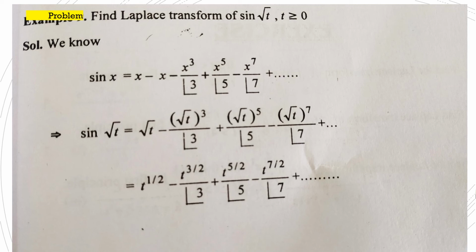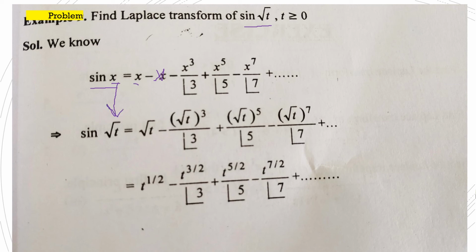Laplace transform of sine root t. So students, we have learned the formula for sine t, but we haven't learned the formula for sine root t. How to solve this problem? In order to solve this problem, we will use the Taylor series of sin x. We know that the Taylor series of sin x, Maclaurin's form, is x minus x cube by 3 factorial plus x5 by 5 factorial minus x7 by 7 factorial, and so on. Now put x equal to root t here.